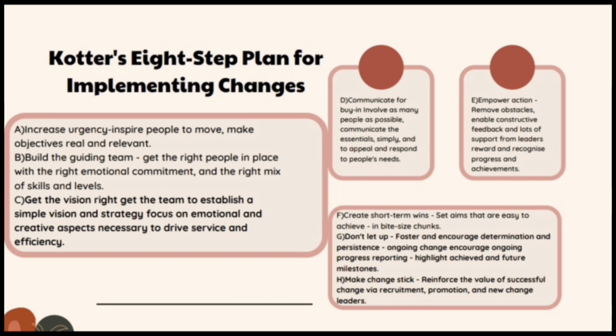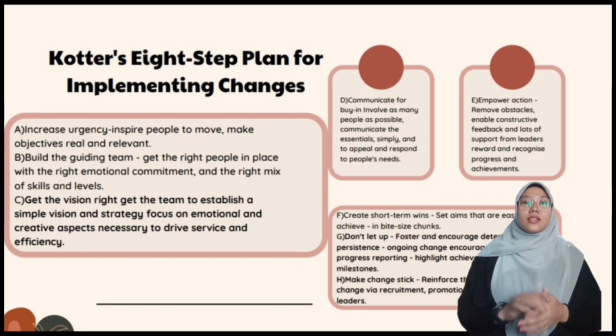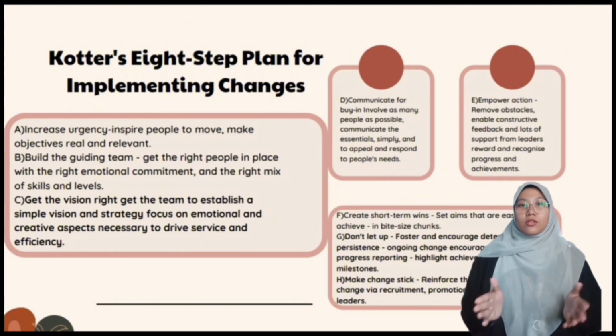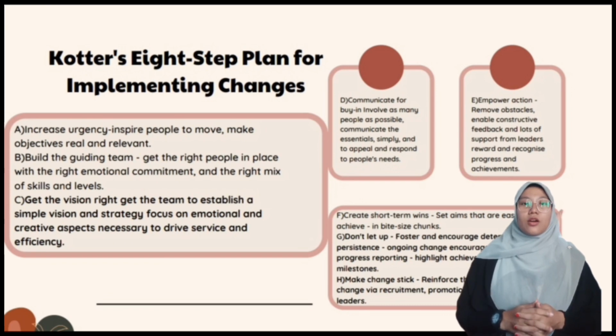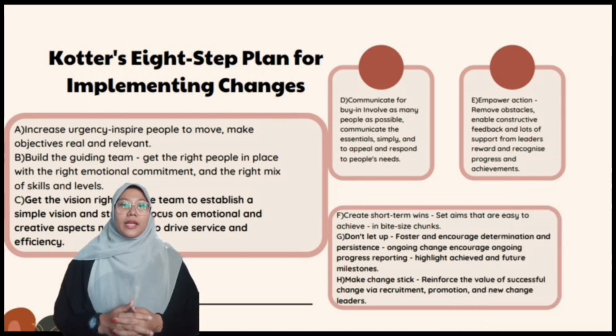Kotter's 8-step plan for implementing change. Increase urgency: inspire people to move, make objectives real and relevant. Build the guiding team: get the right people in place with the right emotional commitment and the right mix of skills and levels. Get the vision right: get the team to establish a simple vision and strategy focused on emotional and creative aspects necessary to drive service and efficiency.